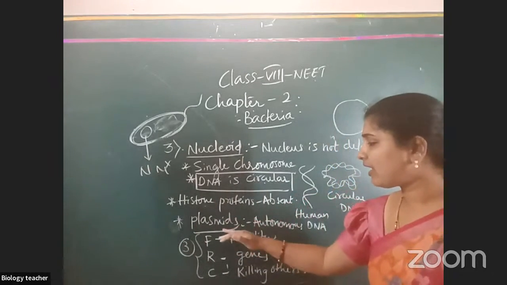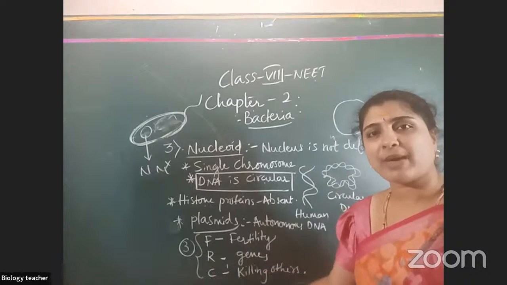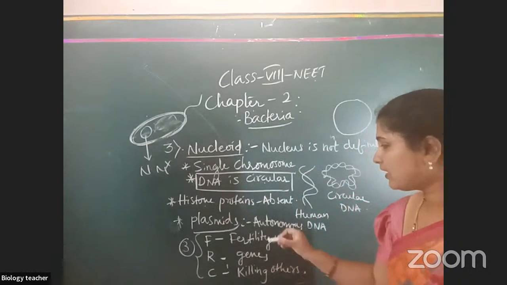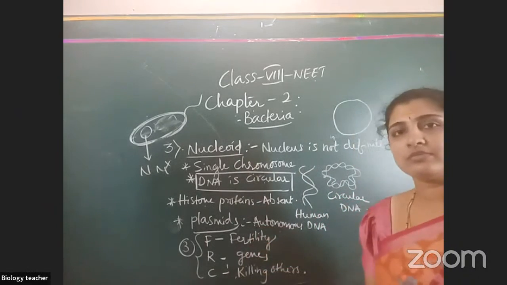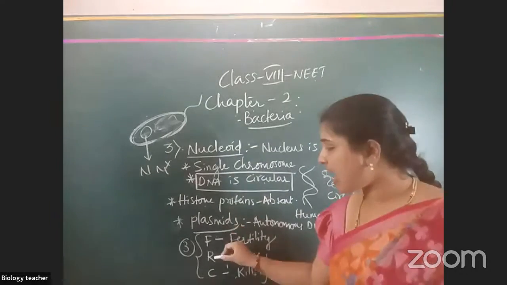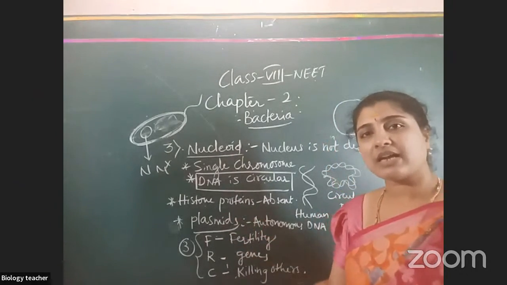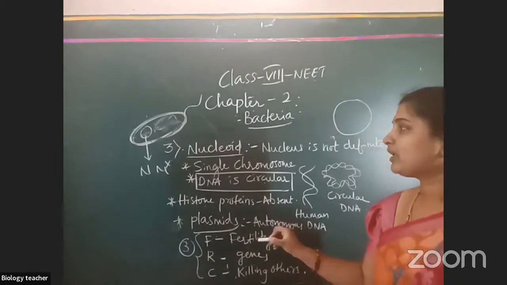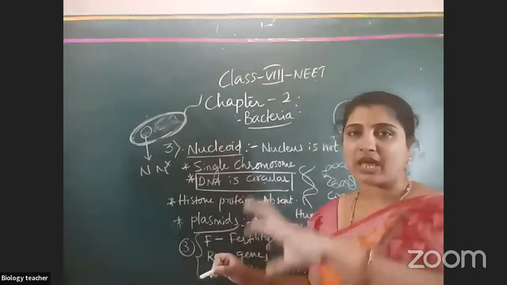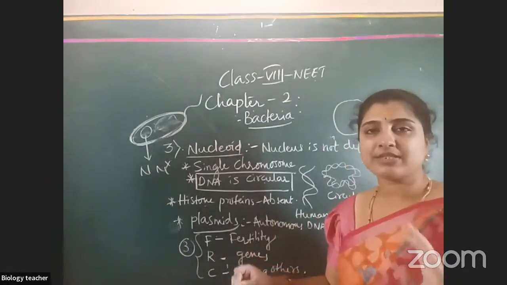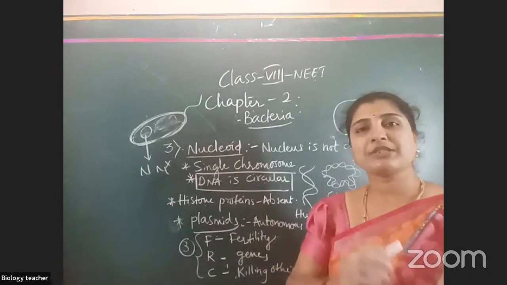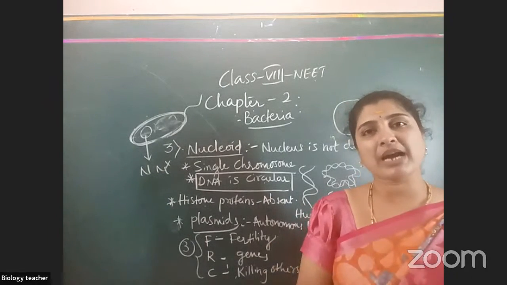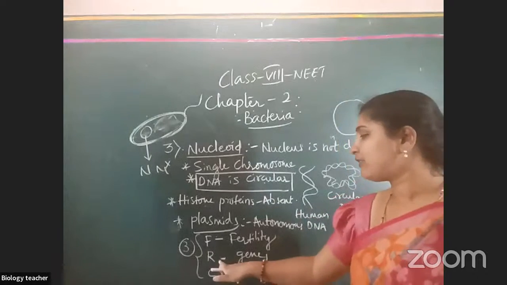How many types of plasmids are present in bacteria? Three types: F, R, C. What is the function of these three? F is for fertility. If one bacteria should produce another bacteria, the F plasmid is necessary. And the genes, transformation of heredity from one bacteria to another, that is for the R plasmid.